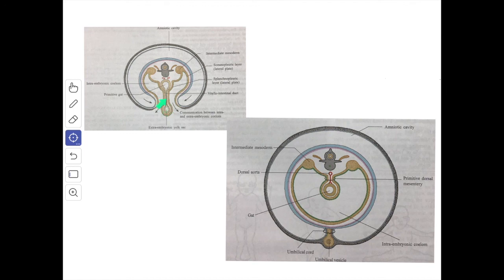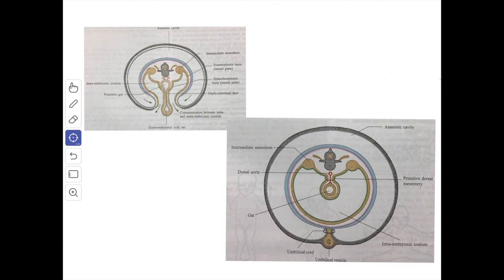Although the vitelline duct disappears early, the communication between the intra and the extra-embryonic coelom persists for a while within the umbilical cord, that is from the 5th week to the 10th week. During this period, a part of the midgut herniates into the extra-embryonic coelom, forming the physiological umbilical hernia.